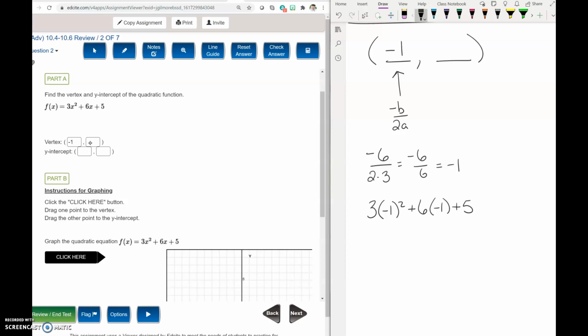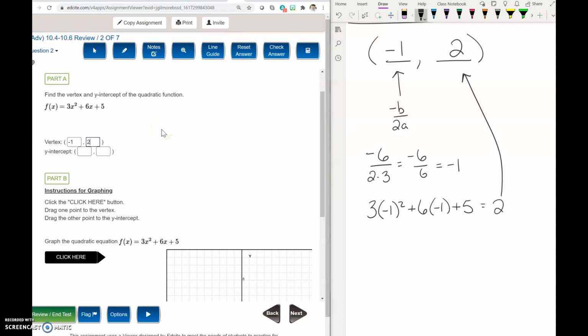It is very helpful to put this in parentheses so that when you type it into your calculator, you do get the correct answer. Because if I just type in 3 times -1 squared, it is going to give me the wrong answer. So if we type this in correctly with the parentheses, we get 2. That is the y value of our vertex. So our vertex is the point -1, 2.